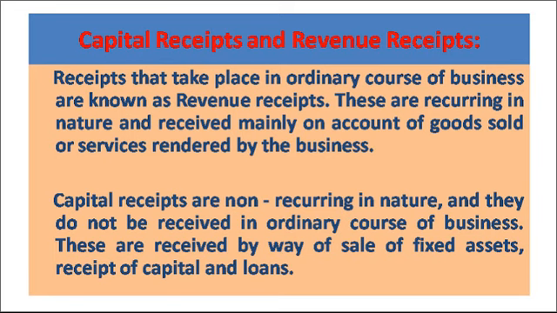For example, goods sold or services rendered by the business. Simply, it is purely relating to the business's main activity. The revenue generated out of goods sold is considered a revenue receipt. Capital receipt is of a non-recurring nature. These receipts are received at the time of sale of fixed assets, receipt of capital and receipt of loans. These receipts are called capital receipts.